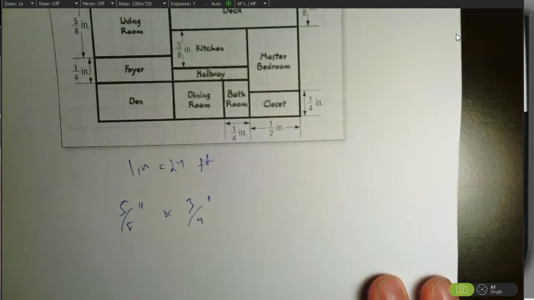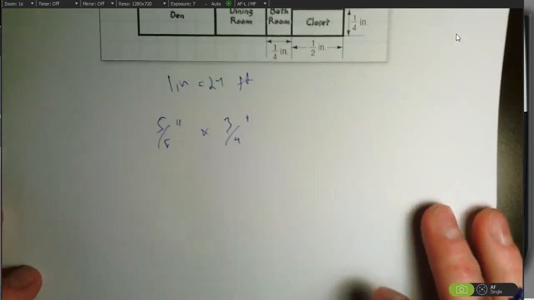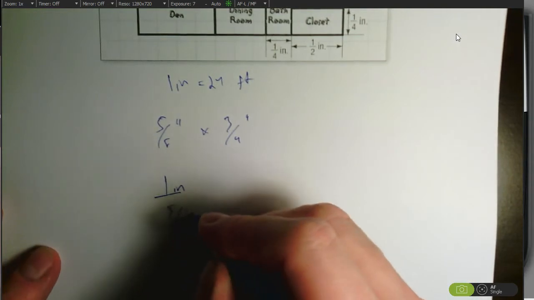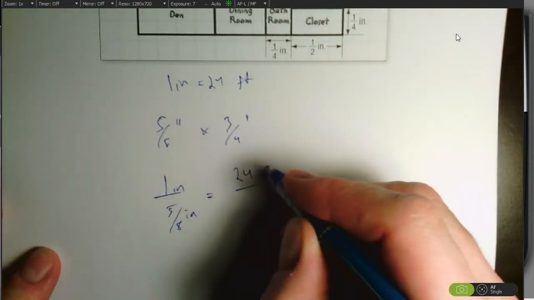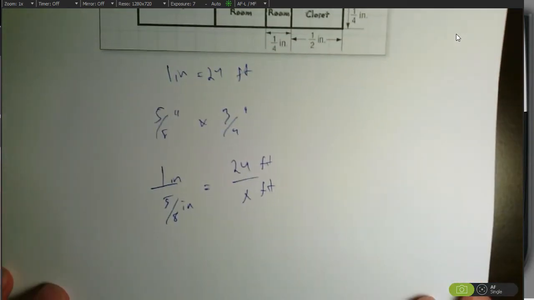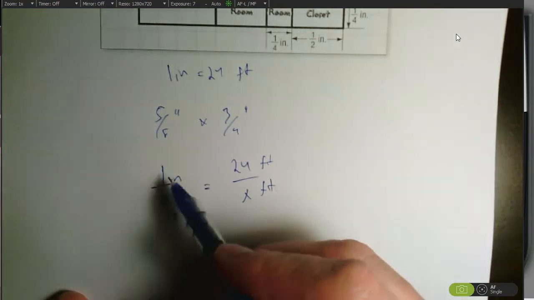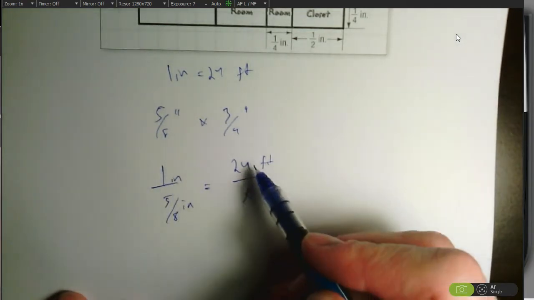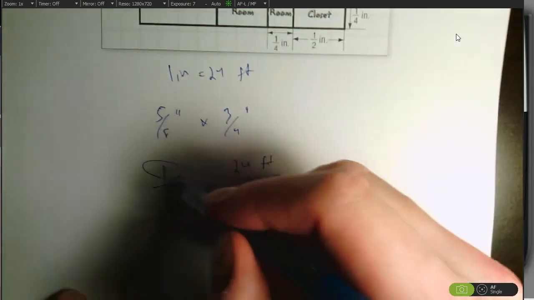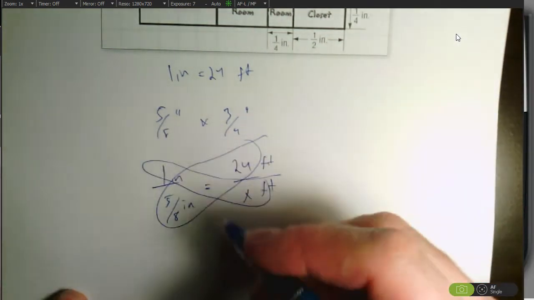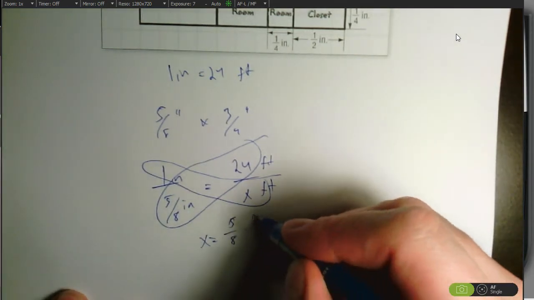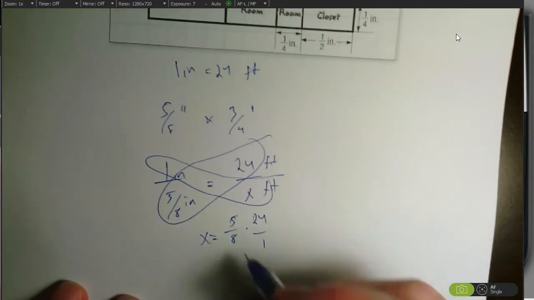Well, in this problem, what we can do is set up a proportion, because that's our scale. 1 inch over 5/8 inches equals 24 feet over x feet. So cross multiply. 1 times x just gives us x. And then we'll have 5/8 times 24 over 1. Put it over 1 because that way we can multiply fractions.